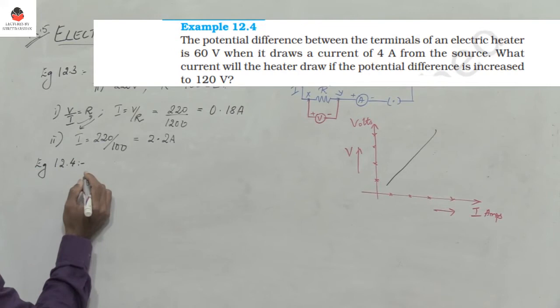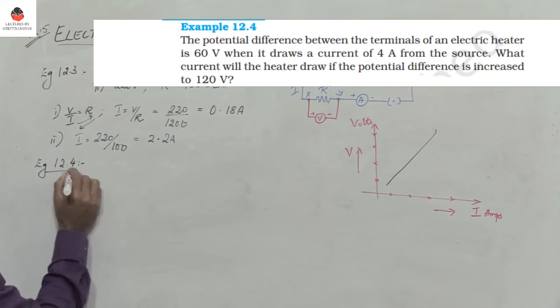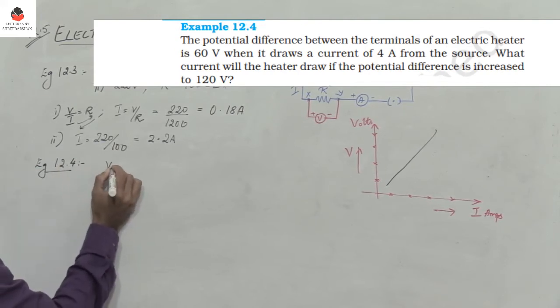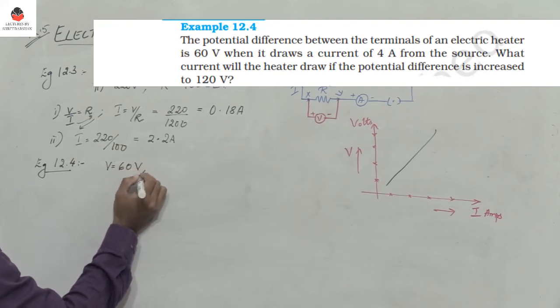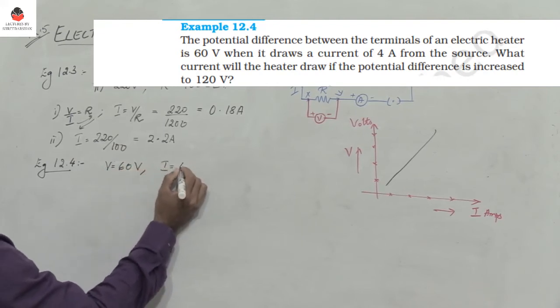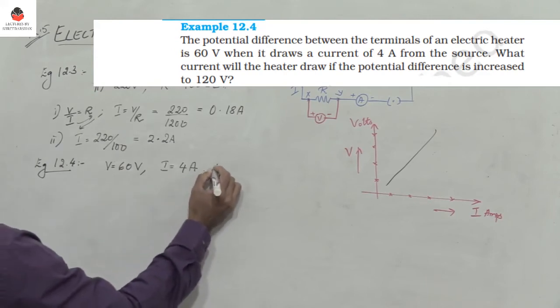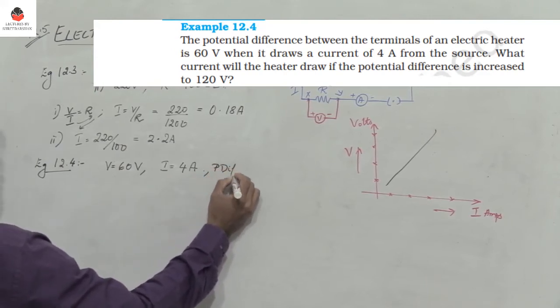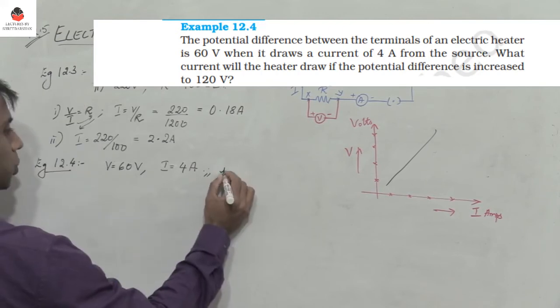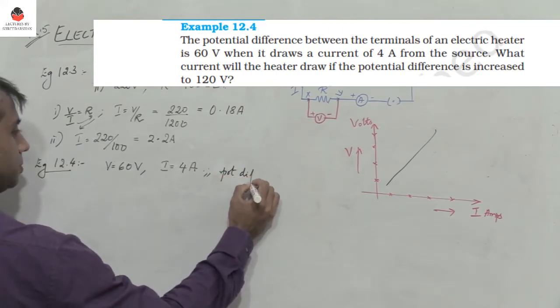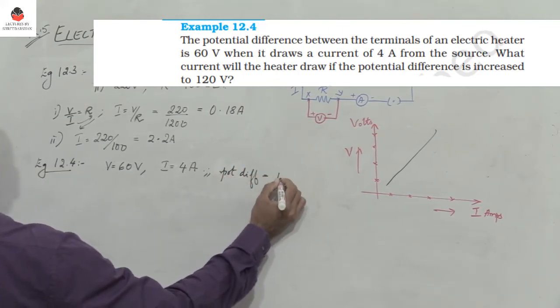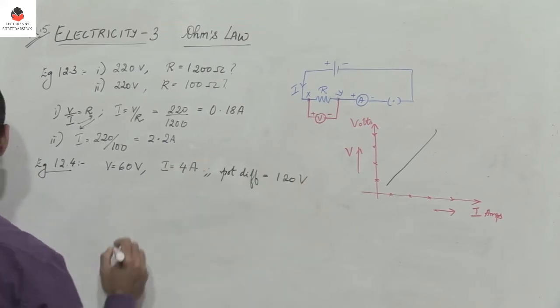The potential difference between the terminals of an electric heater is 60 volts. So V equals 60. It draws a current of 4 amperes from the source. So now the question is, what current will the heater draw if the potential difference is 120 volts?